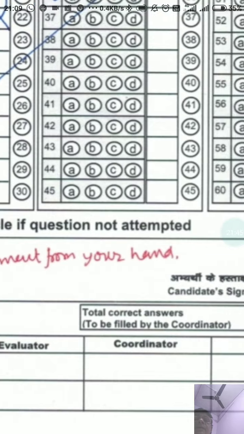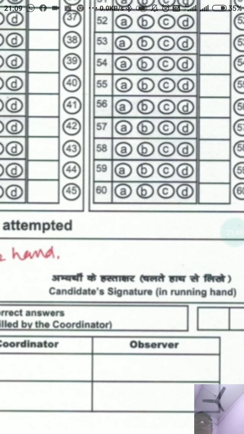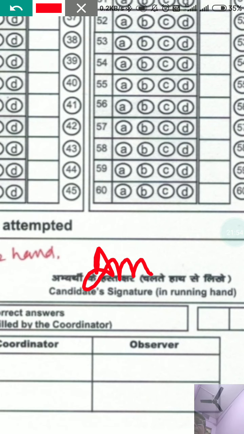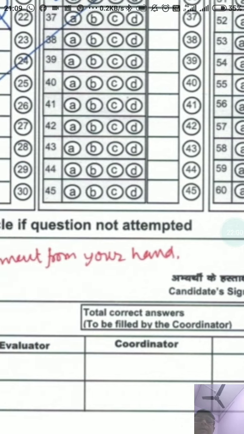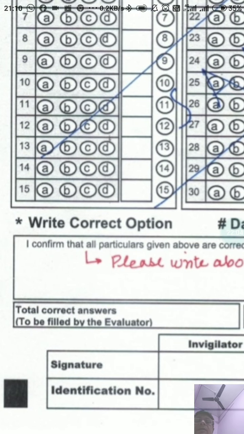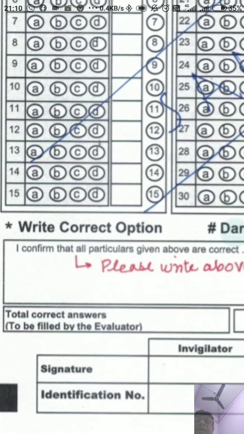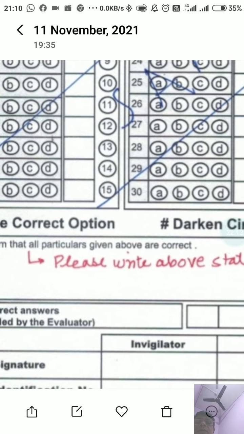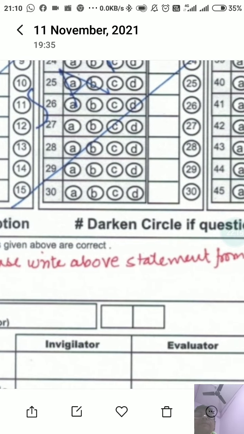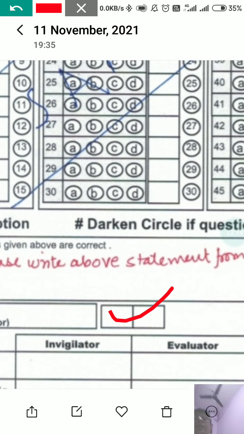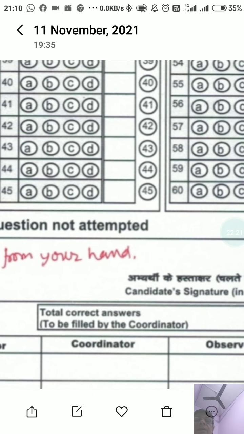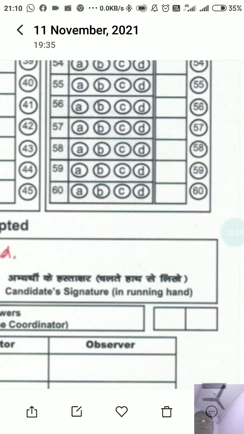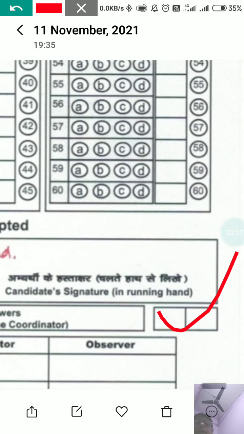And then here you see signature in your running hand, as I am writing here. Here you have to sign. Okay, so from your side the OMR sheet will be completed. Here at the bottom you see total correct answer. You don't need to write anything here. Please do not write anything in these boxes. Total correct answer is to be filled by the coordinator, not by you.